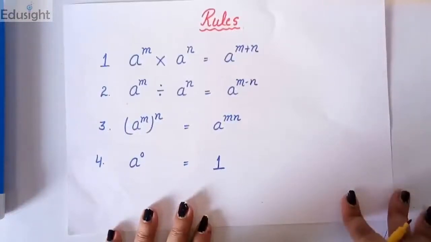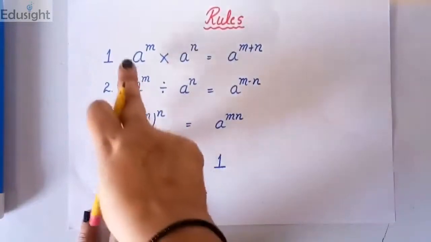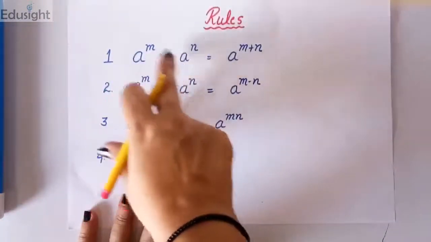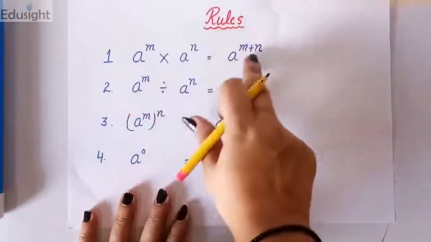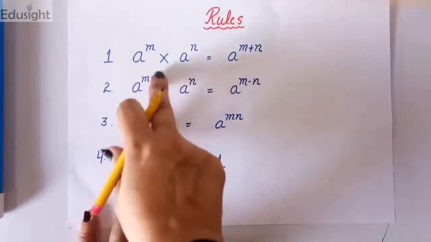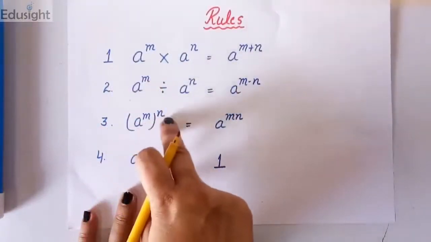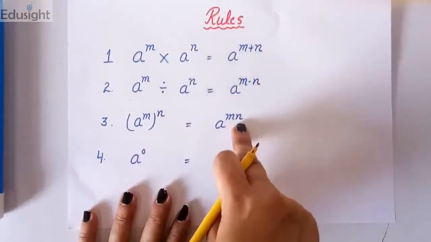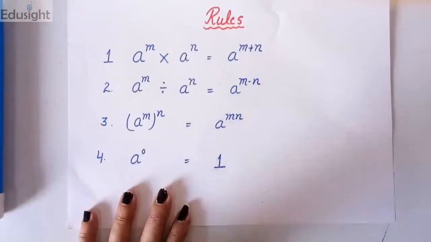Now here are some rules of indices or exponents. Where the base is the same and the powers are different, then in multiplication you need to add the powers only. Same way for division you need to subtract the powers. If two powers come together, then you have to multiply the powers. And something to the power 0 is equal to 1.